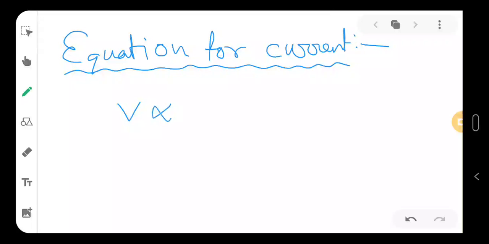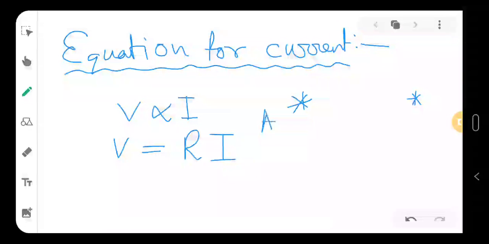V is proportional to I, and when we remove the proportionality symbol, R appears, and this R is nothing but your resistance. But how does this happen? Logically, we have learned a little bit that potential is nothing but the energy between 2 points. So let's say this is A and B, and the current is flowing like this.